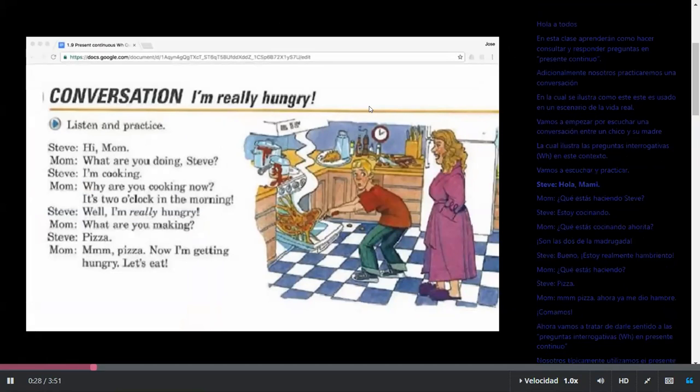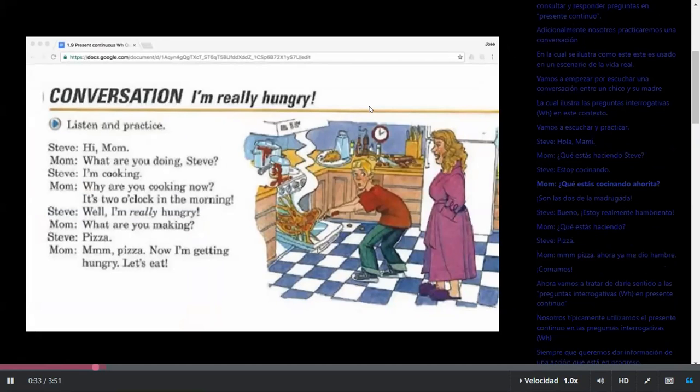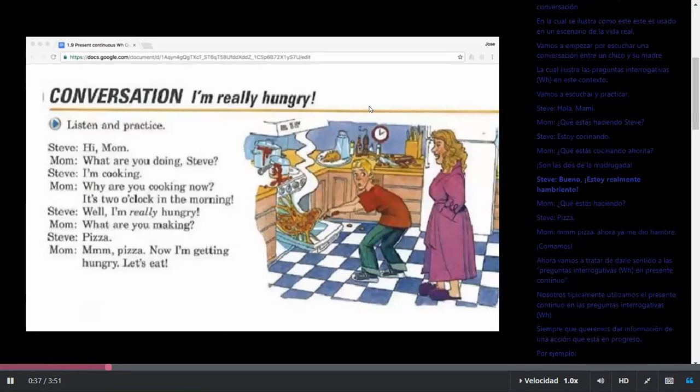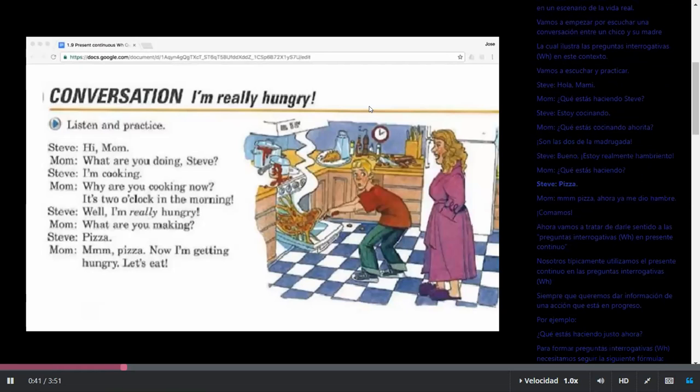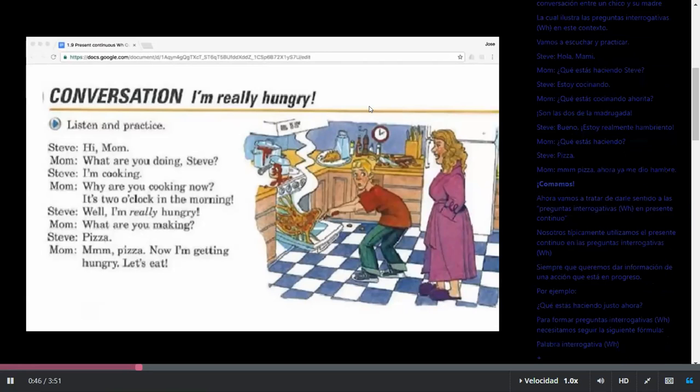Hi, Mom. What are you doing, Steve? I'm cooking. Why are you cooking now? It's 2:00 in the morning. Well, I'm really hungry. What are you making? Pizza. Now I'm getting hungry. Let's eat.